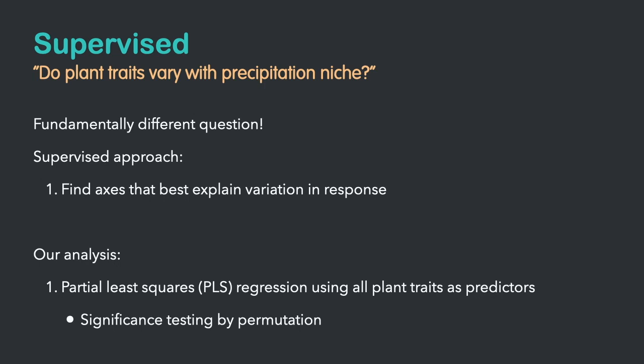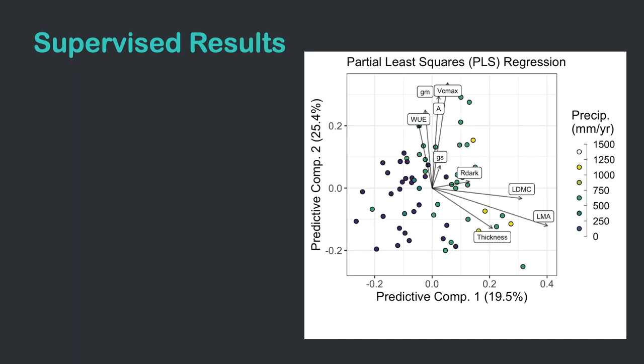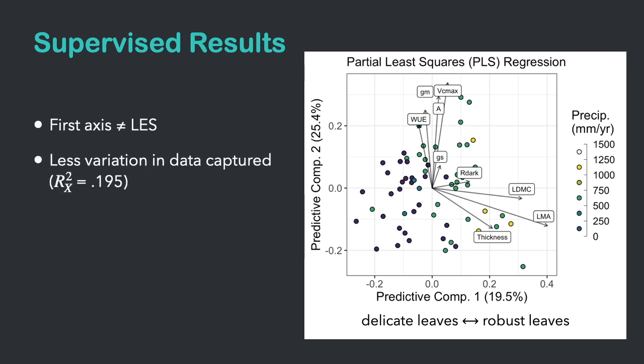And this generates p-values through permutation testing, and I'll explain why permutation testing is important a little bit later. So here are the results from the supervised analysis, and in this case, our first axis is not the leaf economic spectrum. We still have this relationship with thicker leaves on the right and less robust leaves on the left, but this first axis is no longer related to photosynthesis at all. Therefore, it captures less variation in the data, so the r squared x is about 0.2.